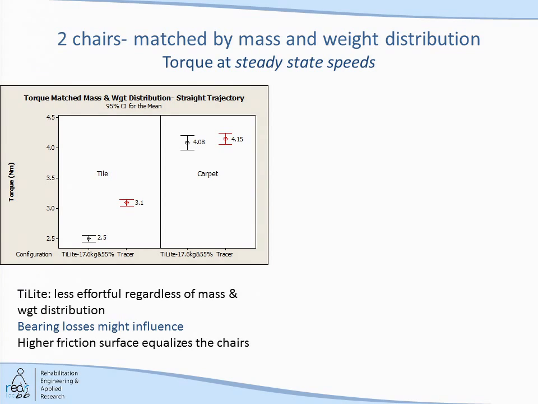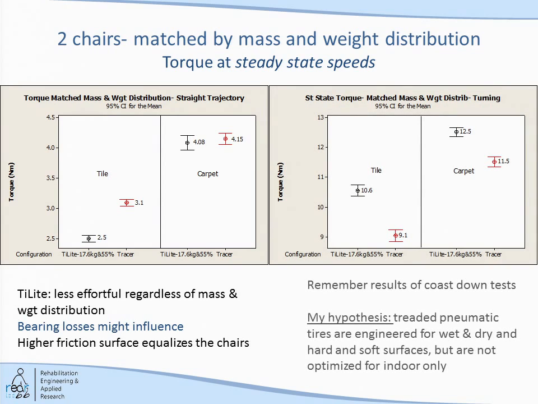If you look at the straight trajectory on tile and carpet, again, you see the Tilite is less effortful regardless of mass and weight distribution. But on carpet, it all goes away because you have this high friction system, and the benefit of the Tilite doesn't present in nearly the same manner, even though it's a very common carpet, not dissimilar to this. It's industrial type low pile carpet.